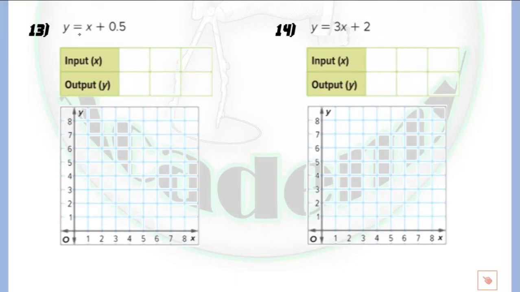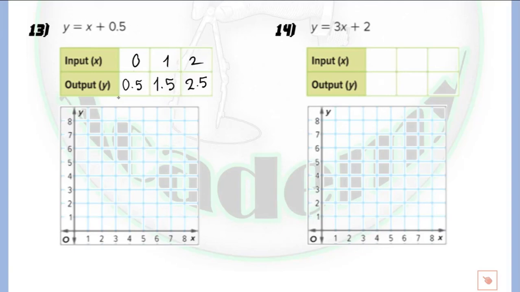In question number 13, we have y equals x plus 0.5. So it will be 0, 1 and 2. 0 plus 0.5 equals 0.5. 1 plus 0.5 equals 1.5. 2 plus 0.5 equals 2.5.